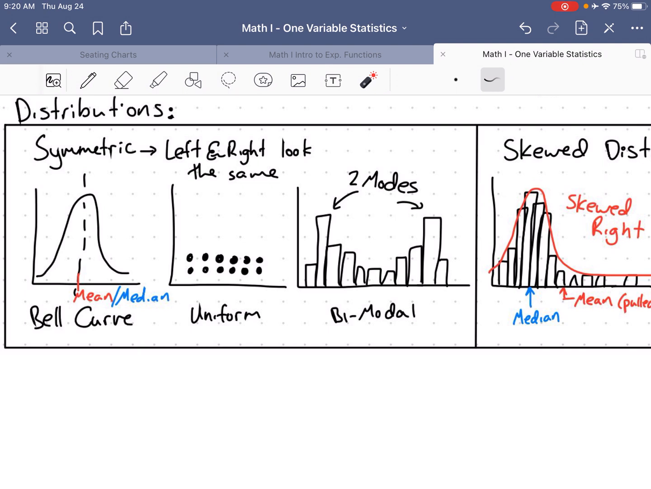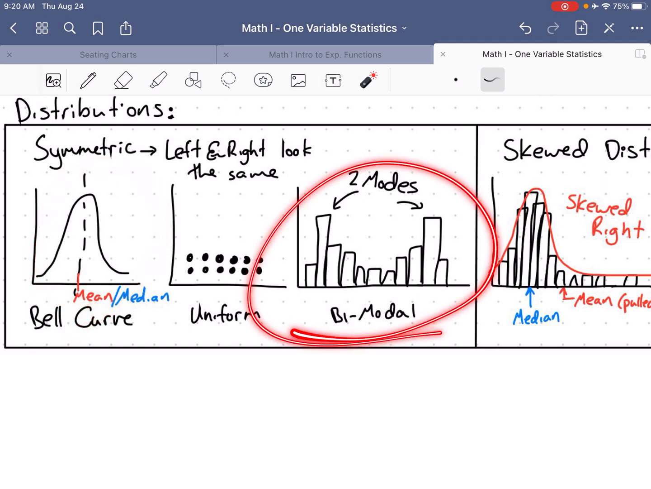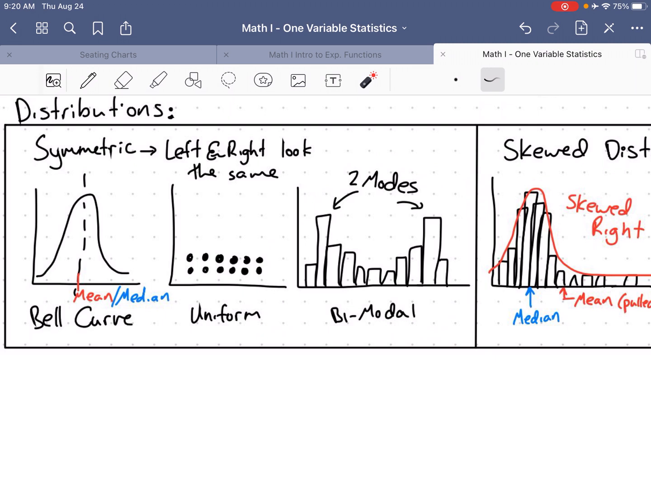Now, the bell curve was where we have one big strong peak in the middle. In a bimodal distribution, we have two different distinct peaks. Again, nothing has to be absolutely perfect left and right to be symmetric, but bimodal means we have two strong, different, distinct peaks in our graph.